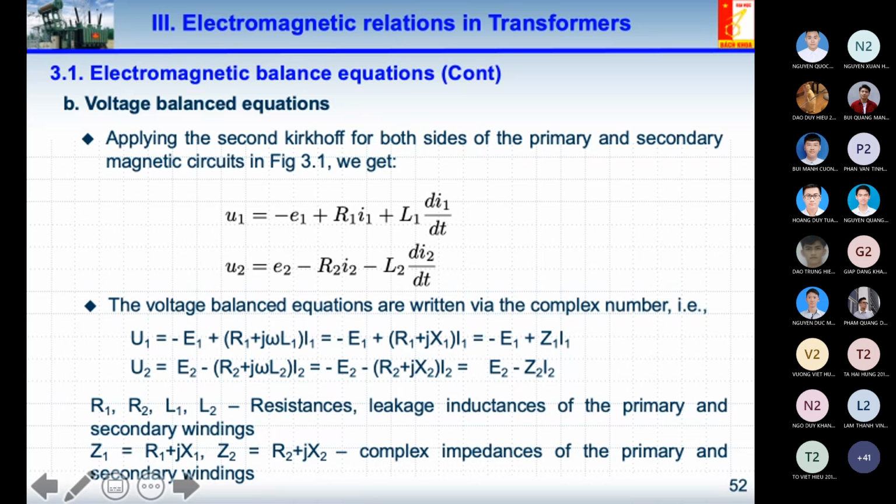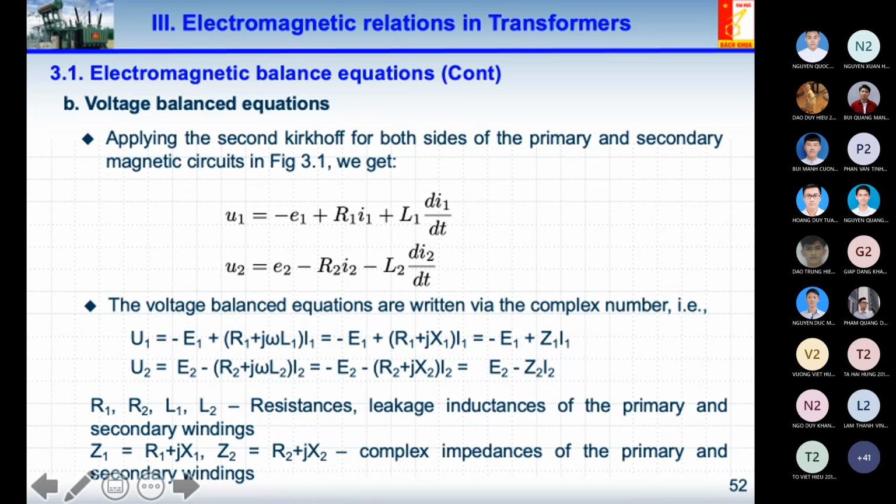And of course have a look at this one, we can see R1 and R2 are the resistances of the primary winding and secondary winding as well. And also L1 and L2 are the leakage inductances of the primary and secondary winding respectively. And how about Z1 and Z2 here? You can see Z1 is equal to R1 plus jX1, and Z2 is equal to R2 plus jX2 here. It's the complex impedance of the primary and secondary windings.